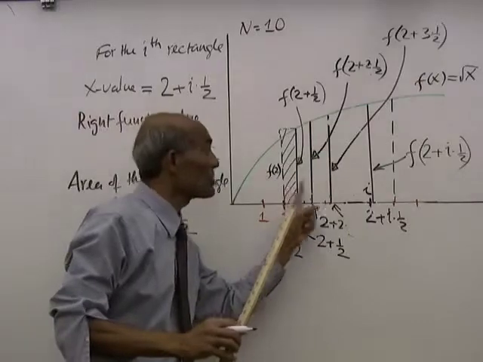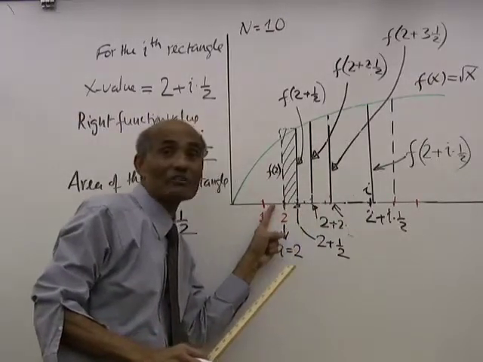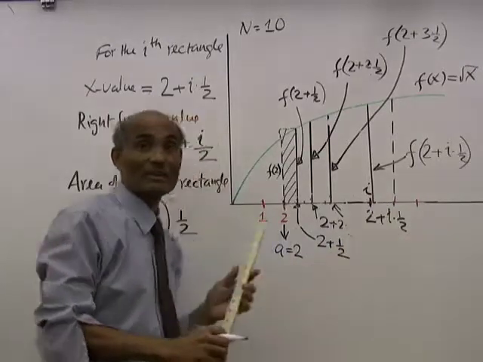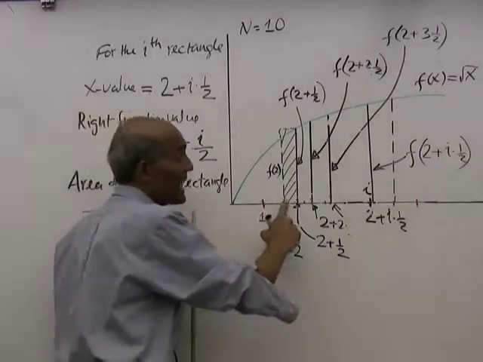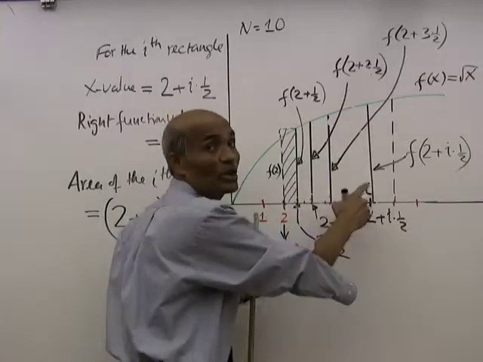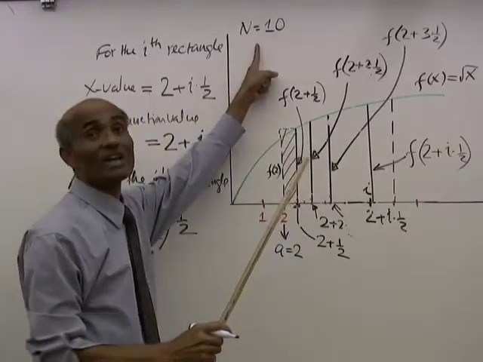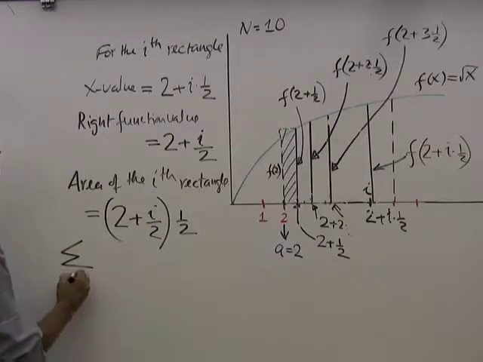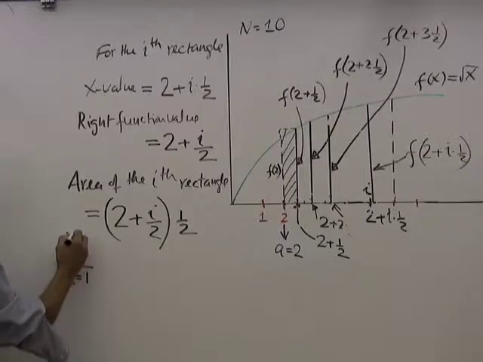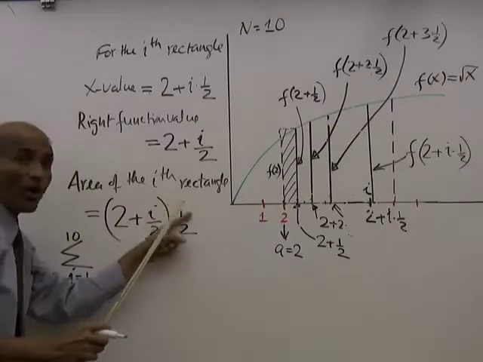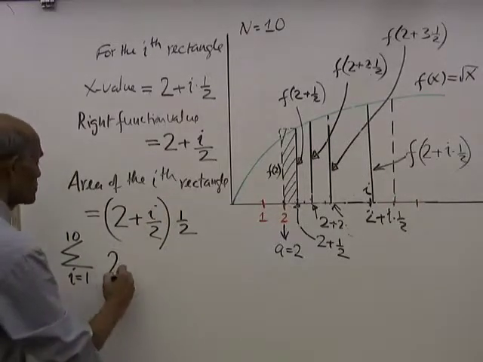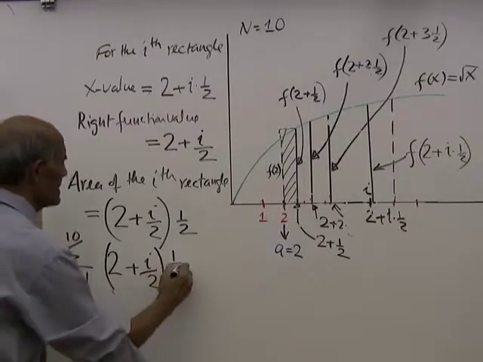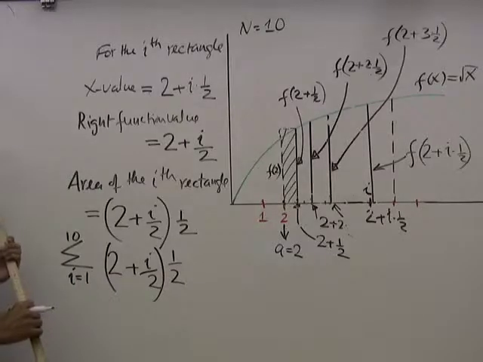In order to find the total area from x equal to 2 to x equal to 7, all we need to do is add up the areas of all these, how many rectangles? 10 rectangles. And how will you do that? The total area is the summation of i equal to 1 to 10 of this quantity, 2 plus i over 2 times 1 over 2. That's right.